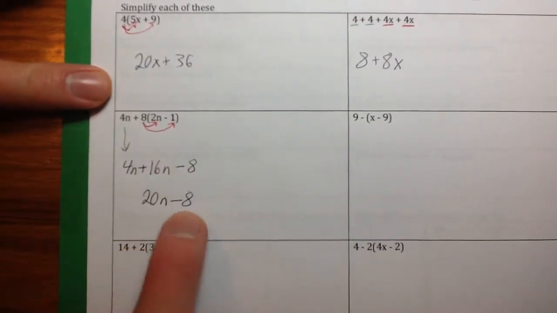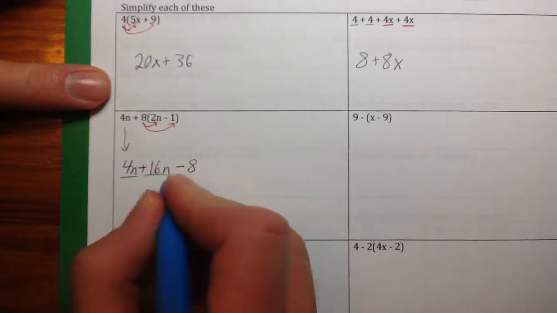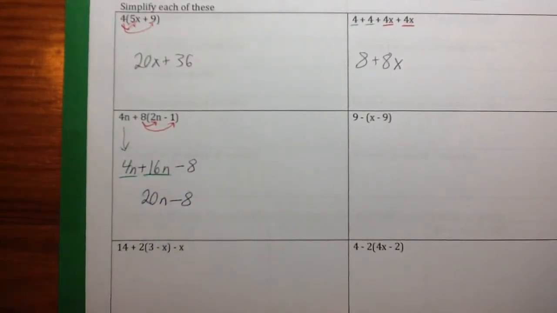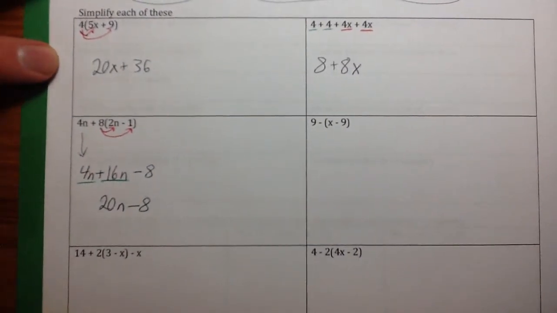These are unlike, okay? I'm just telling you what you already know. This one and this one are alike. They both have an n. We're good.